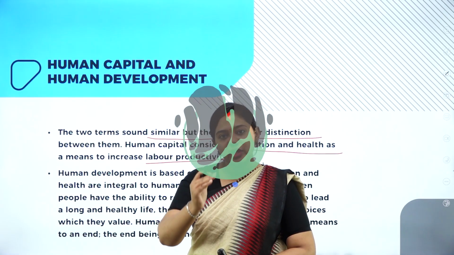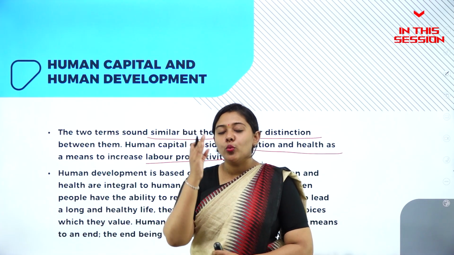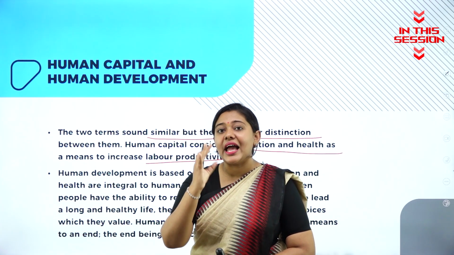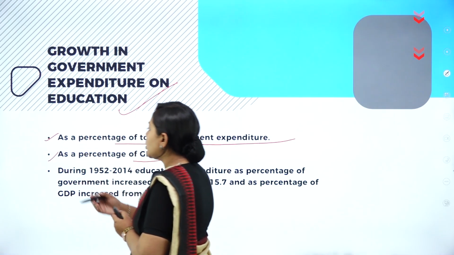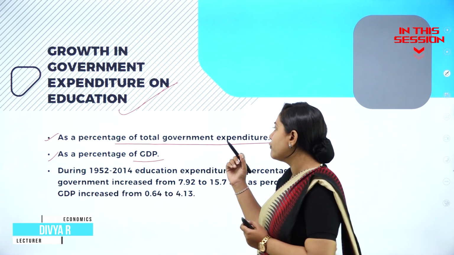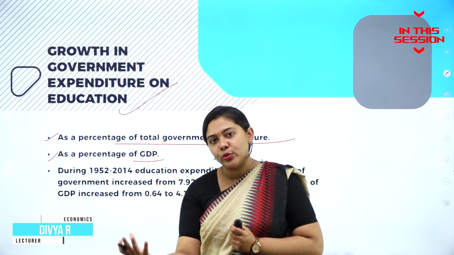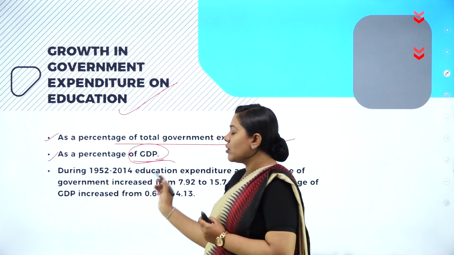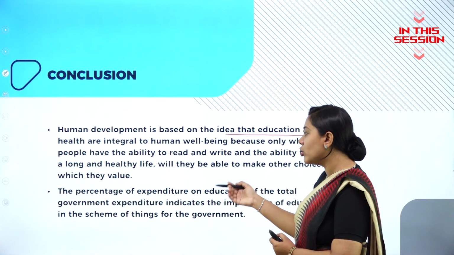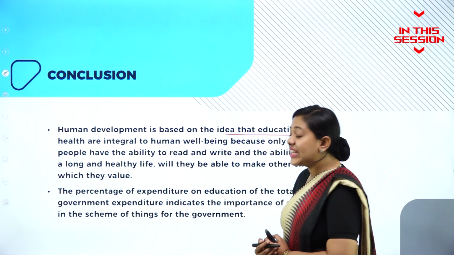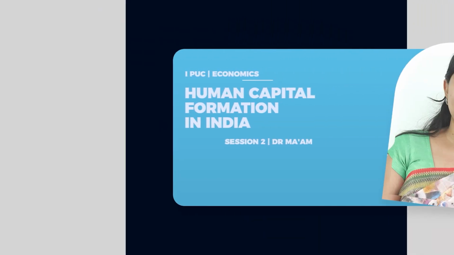To increase productivity, to enhance their efficiency and effectiveness, we need education, we need skill and proper health. So that is called human capital. Two things we are measuring here: as a percentage of total government expenditure, as government has expenditure, what is the output that we have got, and the percentage of GDP is explained here. So for human development, for human benefit, for a healthy and safe life, education is very important.